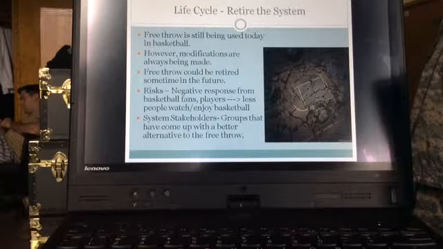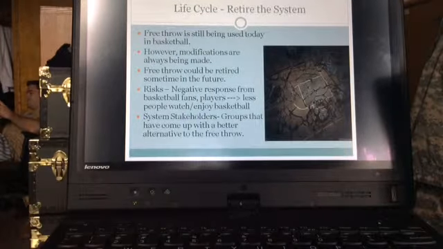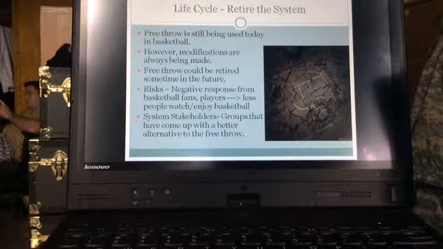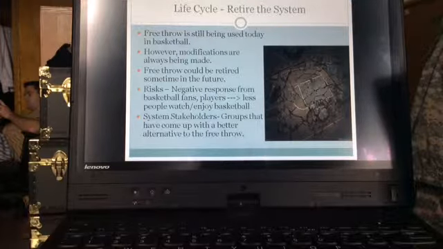And the final step of the life cycle has to do with retiring or getting rid of the current system. However, as I stated earlier, currently the free throw system is in the operations step of the life cycle. So currently free throws are still being used today in basketball. However, modifications are always being made.